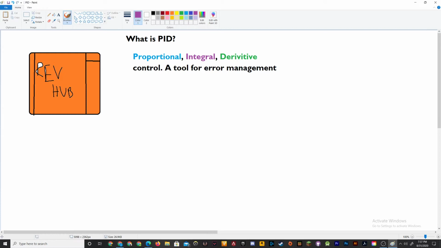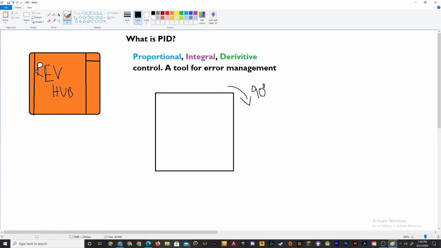Suppose, and this is the most common example for when you would want a PID loop, your robot needs to execute a 90-degree turn. So if its current orientation is something like this, you want it to face this. This is your desired direction at the end of the turn, right here.